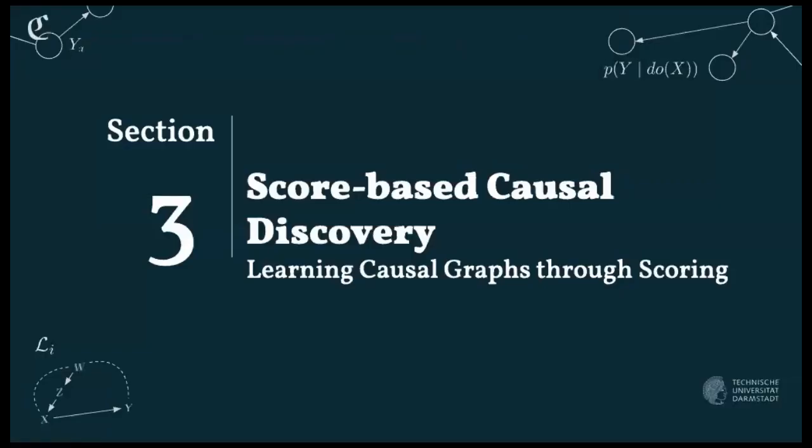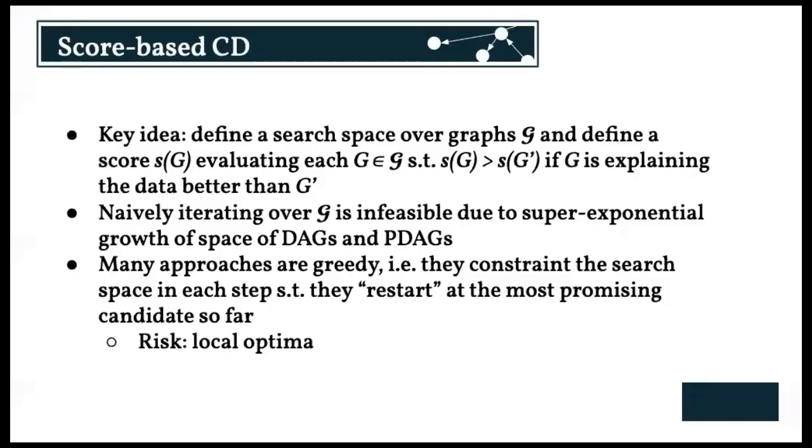Okay, then let's have a slight paradigm shift now and look at score-based causal discovery methods. They don't rely on a dependency test. Rather, they define a scoring function which evaluates your graph given some data, such that a graph explaining the data better than another graph receives the higher score. And then you simply try to maximize the score.